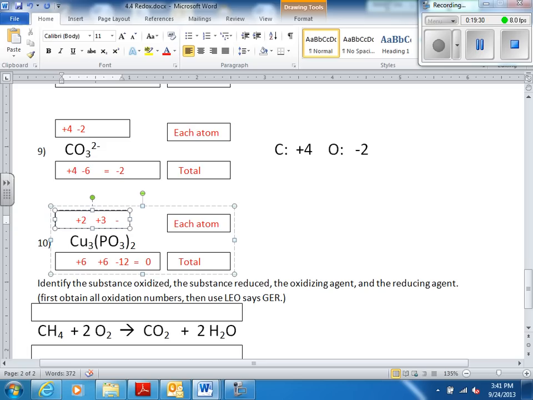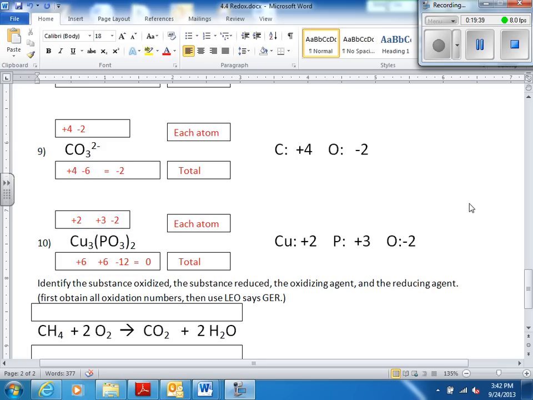Well, if 2 P's equals +6, each P equals +3. So now let's put all of this together. And there you have it. These are our oxidation numbers for each of the elements in copper phosphite.